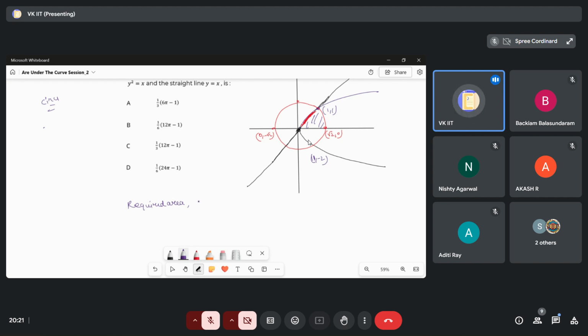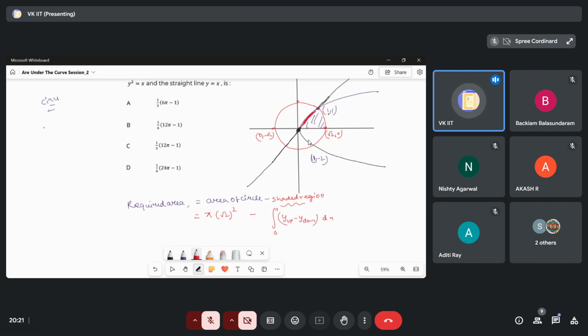pi r square. Total area, total circle. The area of the circle minus the common area or shaded region. The shaded region you will find out with the help of the strip, and the area of the circle you can find out easily, pi r square, under root 2 whole square, which is 2, so 2 pi, minus the shaded region, which will be nothing but integration from 0 to 1, y up minus y down dx.